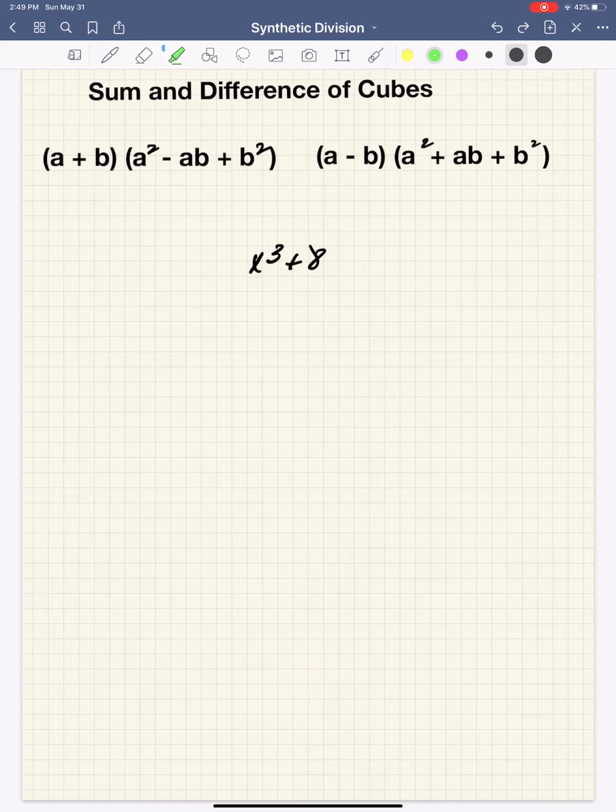All right, we're going to factor sum and difference of cubes today. You can see there's two formulas. The one on the left happens to be the sum formula because of that plus sign right in the middle. And the one on the right happens to be the difference formula. So today the first problem I have is x to the third plus 8. So we're going to be using the sum formula on the left. So right now we're going to disregard the one on the right.